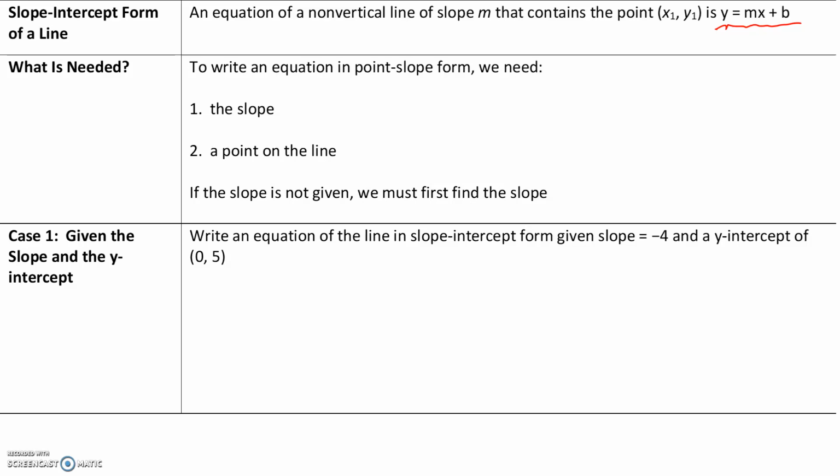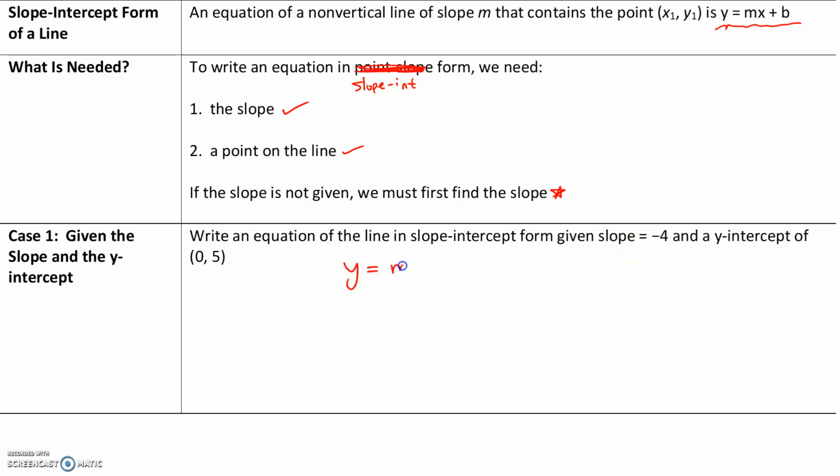So here's what we need to write the equation in point slope form, which we're actually not going to do. We are going to only be working in slope intercept form. We need the slope and we need a point on the line. And if the slope is not given, we have to find the slope. So we'll split this up into three cases. Case one, we are given the slope and the y-intercept. This is the easiest case. The slope is -4 and the y-intercept is 0, 5.